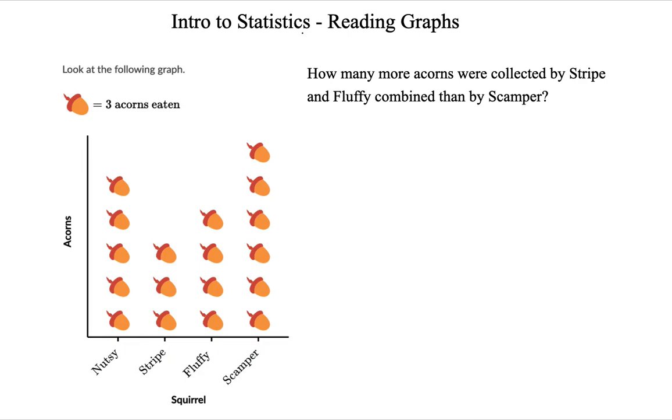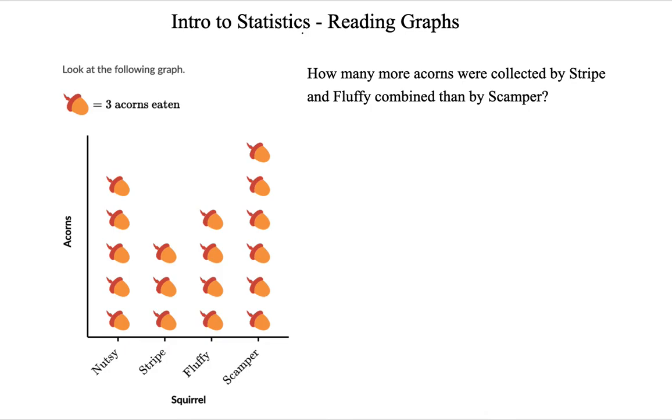Hi guys. So now we're going to switch gears a little bit and talk about statistics. This will be especially helpful because there are questions like this on the SAT and ACT. So you're going to be given a graph, a bar graph. This one talks about how many acorns are eaten by each squirrel.